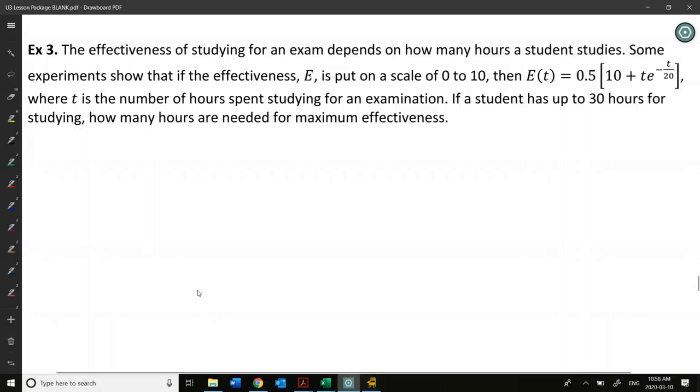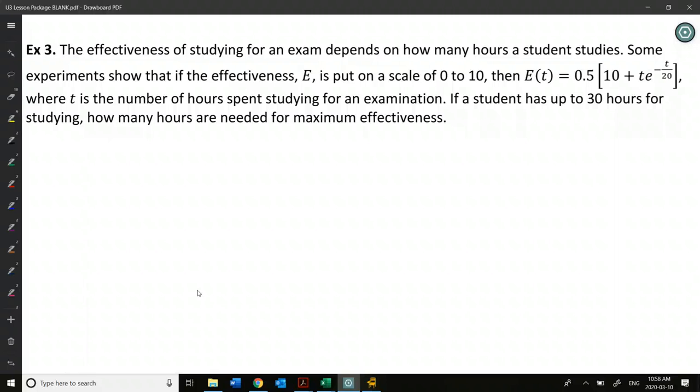So if the student has up to 30 hours for studying, how many hours are needed for maximum effectiveness? It doesn't necessarily mean if I study the full 30 hours that I'm going to reach maximum effectiveness. After a certain point, this is basically saying that the effectiveness will kind of dip, potentially.